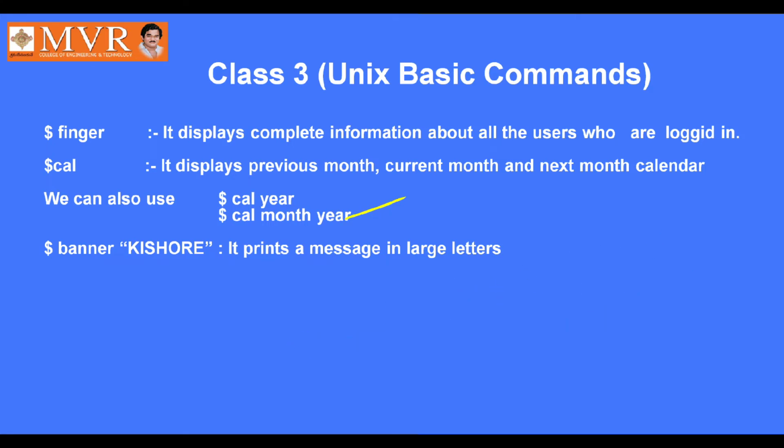And one thing you want to remember is that the cal command accepts numerics from 1 to 9999.